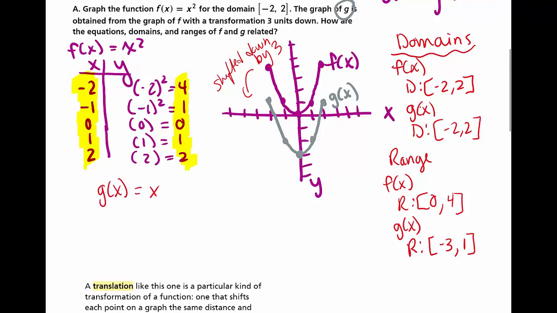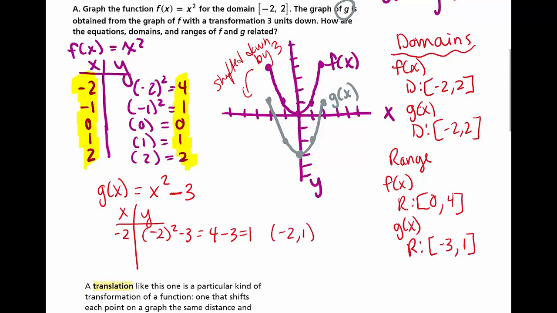So how do we show that as an equation? Well, what we do is we take our x squared, because that's our parent function, and we're simply going to subtract 3 from it. Let's actually make a table of values and do a test point. If we take -2 and we plug it into the equation, we would get 4 minus 3, which is equal to 1. Let's see if that point is on my graph. There it is, right there. You can go ahead and do the other test points too.